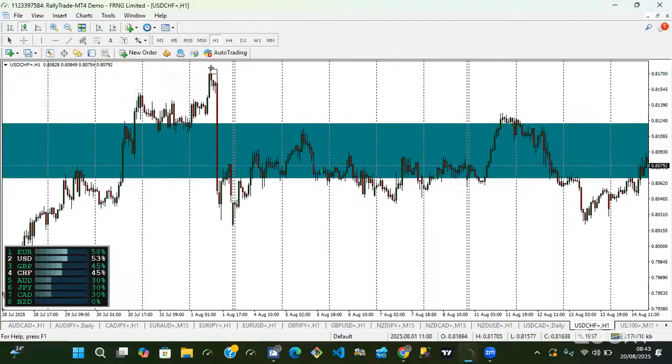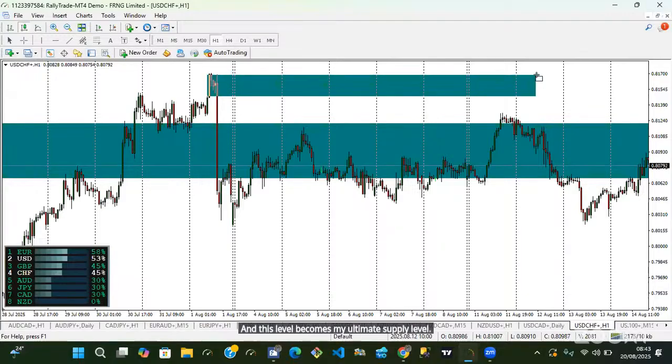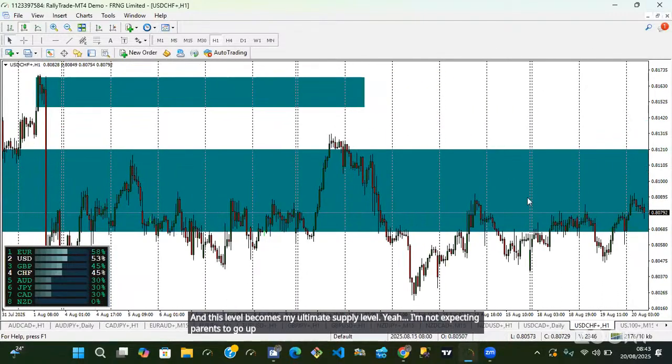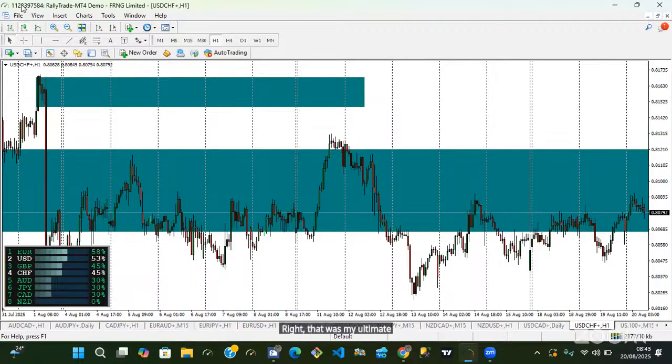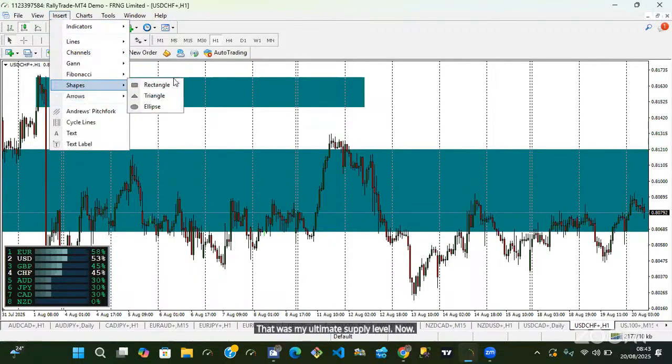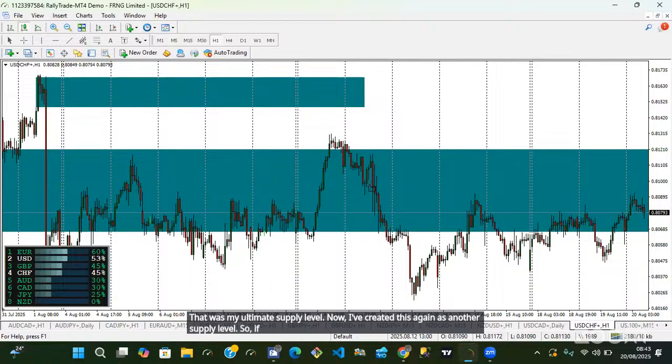And this level becomes my ultimate supply level here. I'm not expecting price to go above here again. Right, that's my ultimate supply level. Now, I created this again as another supply level. So if you want to trade it as demand and supply, it's also good.